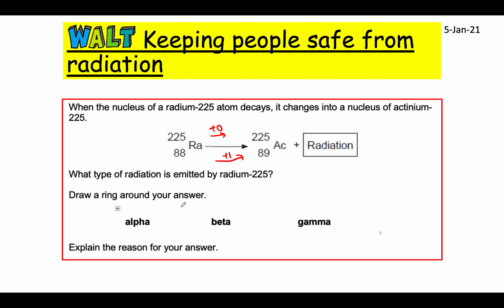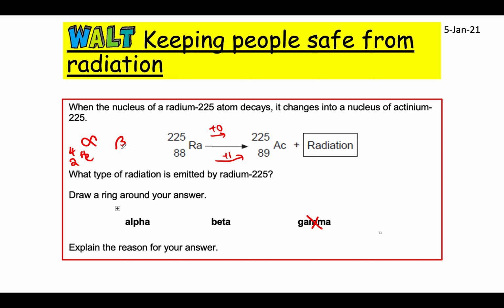So we need to think about which of these 3 it is. So with decay equations at GCSE, it's generally not gamma. Gamma, remember, isn't a particle. It is an electromagnetic wave. So the radioactive decay equations only involve either alpha or beta particles. So remember that an alpha particle is the nucleus of a helium atom. So it is a helium nucleus with a mass of 4 and an atomic number of 2. So 2 protons plus 2 neutrons giving a mass of 4.